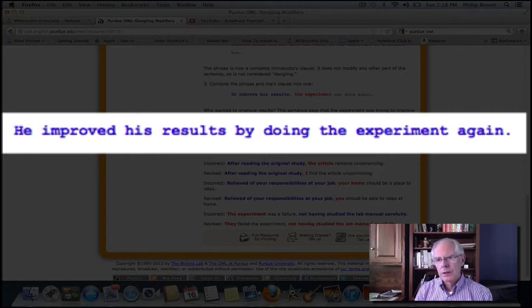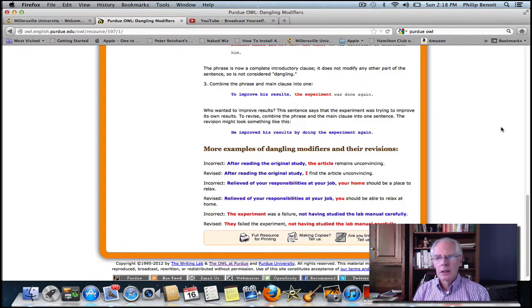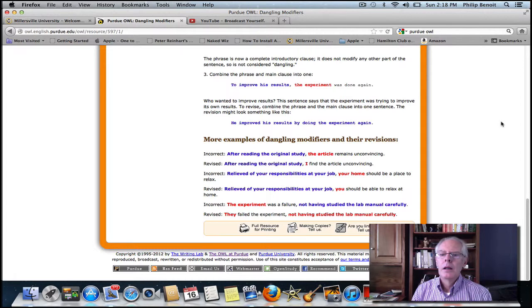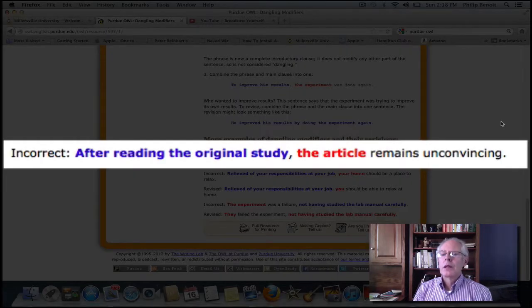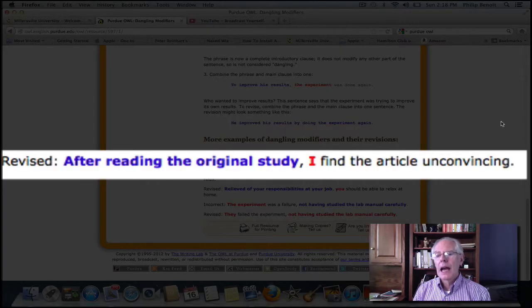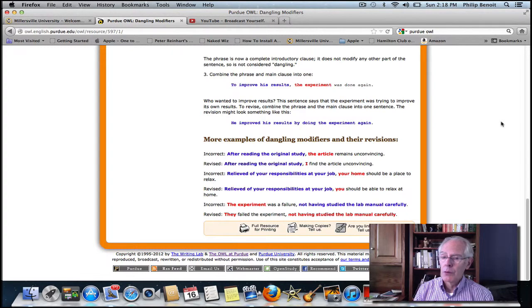So your structure is less important when you correct it than finding a way to correct it that clarifies the problem and confusion that results from the dangling modifier. Let's look at some more examples here at the end. Incorrect would be, "After reading the original study, the article remains unconvincing." Obviously, the article is not reading the study. So revising that correctly to make it clear: "After reading the original study, I find the article unconvincing." You could say he finds the article unconvincing if that were what you're trying to write about. But you do need to make that change.